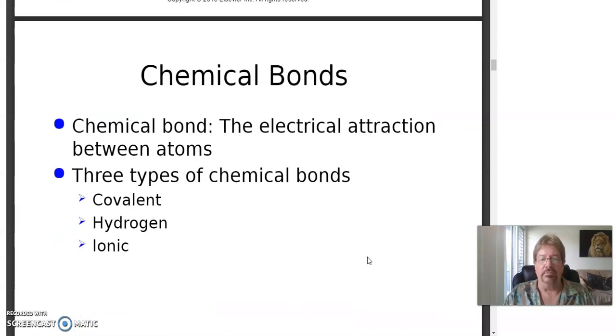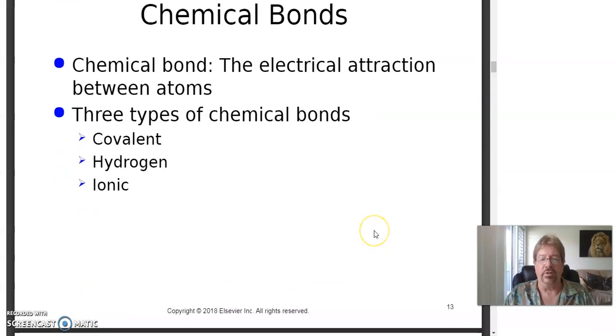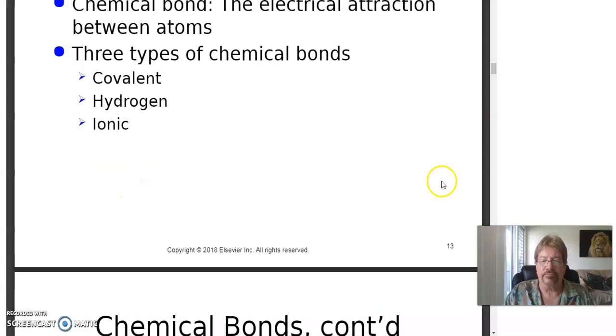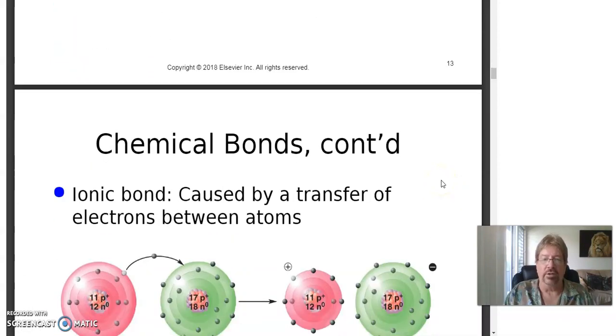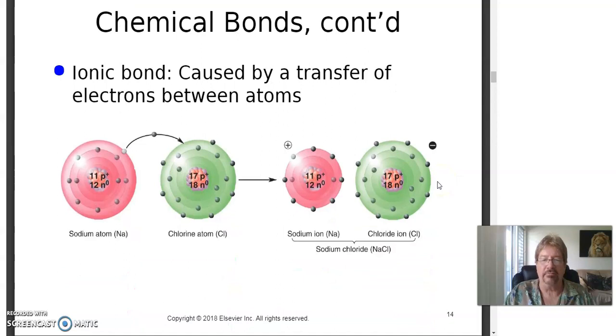Now, atoms can bond together in various chemical bonds. And it's the electrical attraction between atoms, and the electrical attraction is out there among the electrons. There's 3 types of chemical bonds: covalent, hydrogen, and ionic. Believe me, we're keeping this as simple as we possibly can. Ionic bonds, guys, are relatively weak bonds. The best example is one they show here. This is table salt. Table salt is made of sodium and chlorine atoms.